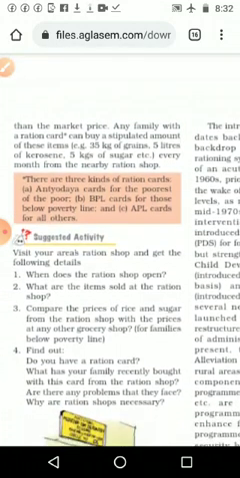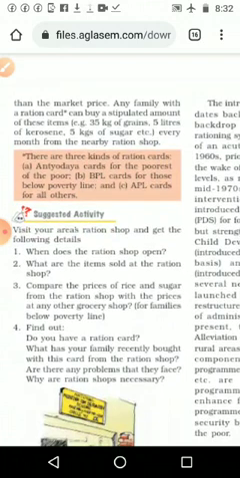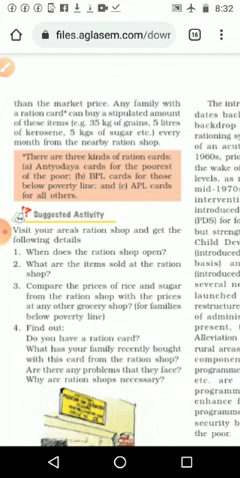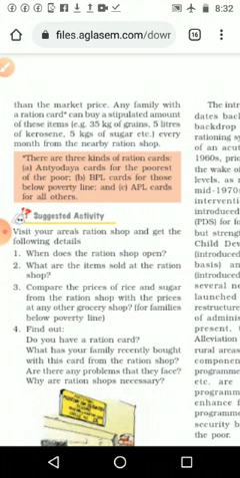Then there are 3 kinds of ration cards. Antyodaya card for the poorest of the poor, BPL cards for those who are below the poverty line, and APL cards for all others. So 3 types of ration cards are there. Now I think they have made one more, so four cards are there. In APL itself, two divisions, medium and high, have come, I think.